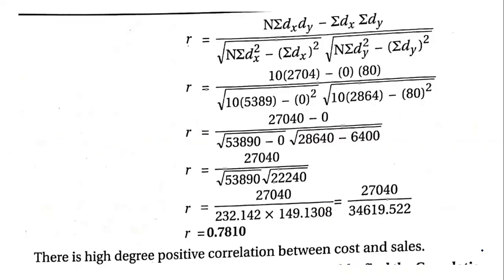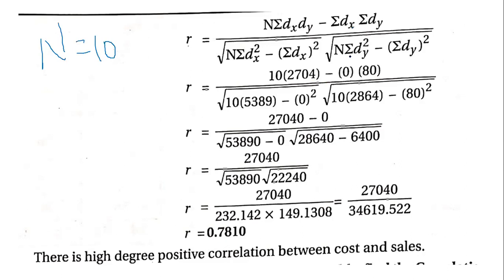The formula again, be careful with the formula. Do not get confused and memorize the formula. You can actually understand the formula and remember it rather than memorizing it. So n into sigma dx dy. The value of n was 10. So 10 into sigma dx dy, which is 2704.